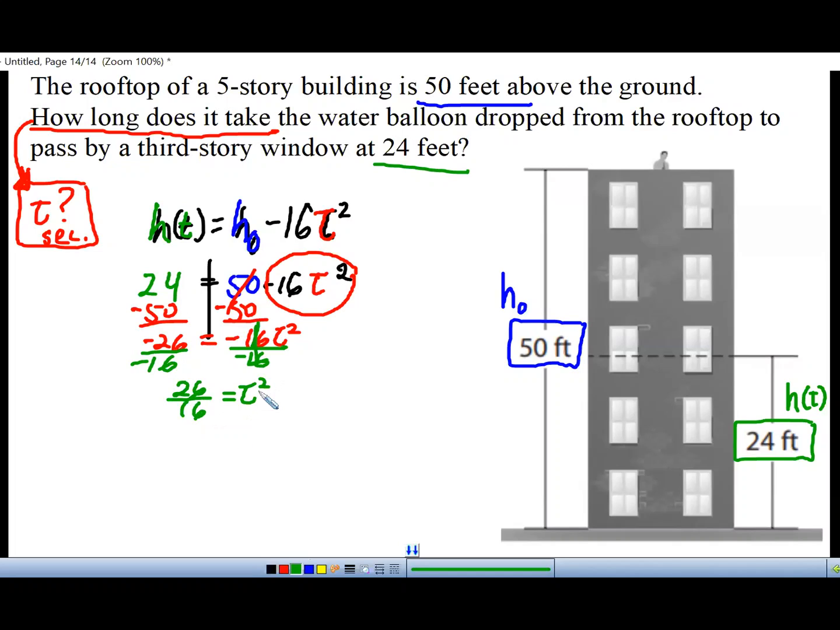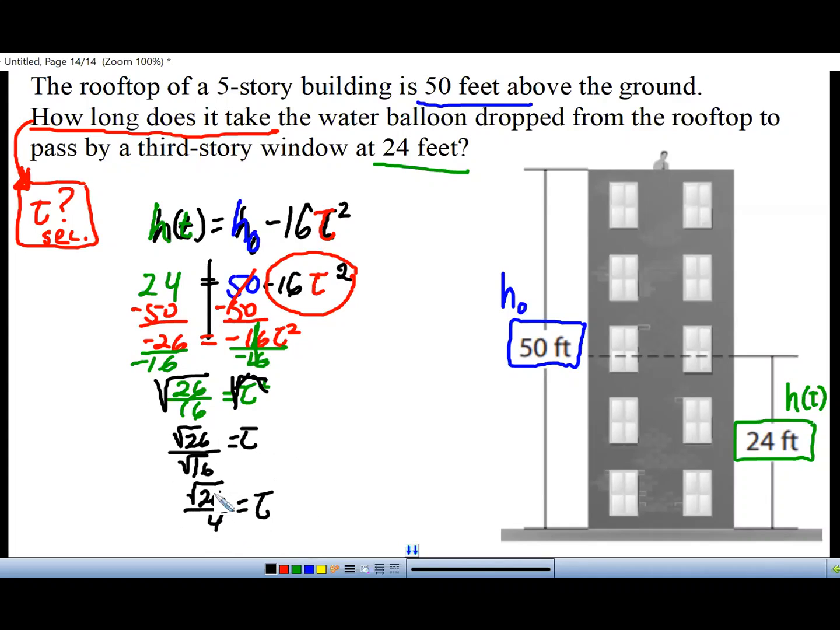Still need to solve for t, so how do we cancel that squared? Well, the inverse is square root. Whatever we do to one side, we do to the other. This cancels this. We're left with t equals. I'm going to write square root for the numerator, which is square root of 26, over square root of the denominator, which is square root of 16. Can we simplify this a little bit more? Yes. Square root of 26 over, what is square root of 16? 4 equals t. Now, look at the denominator, since it's already an integer, I can stop there.